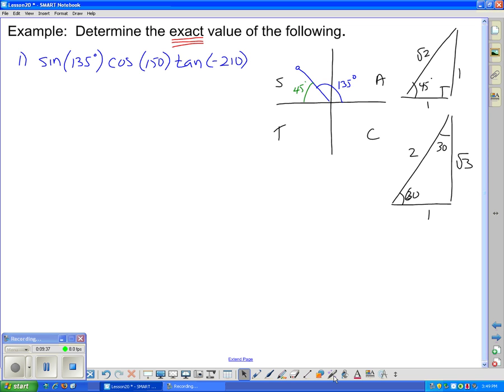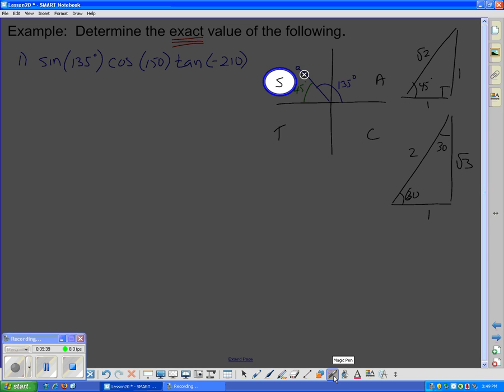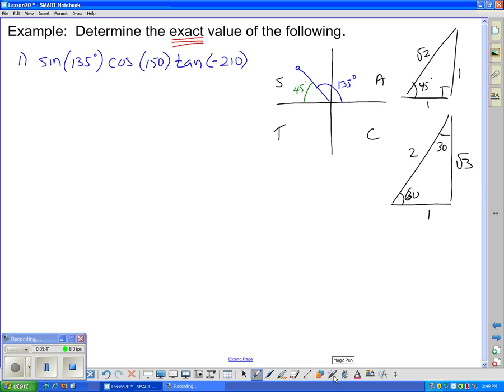In that quadrant, only sine is positive. So that means that sine of 135, when I replace it with a fraction, it will be a positive fraction. And it's going to be linked to the 45 degrees. Sine of a 45-degree triangle, opposite over hypotenuse, will be 1 over root 2.